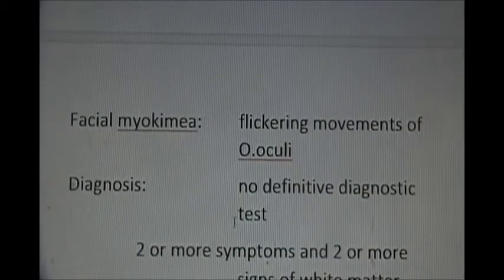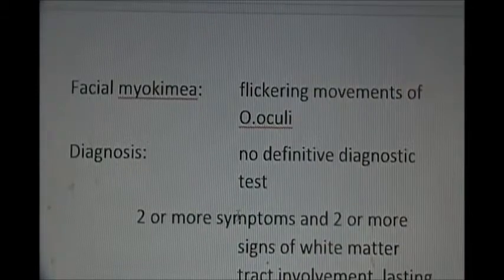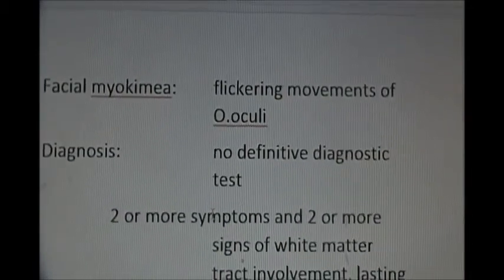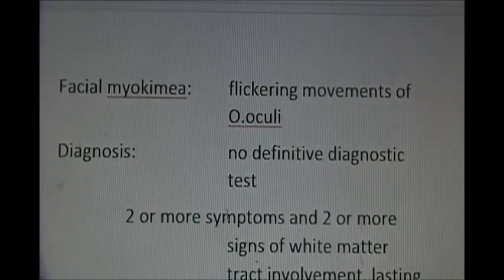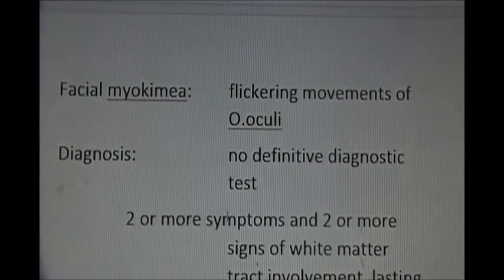What is facial myokymia? Facial myokymia is the flickering movements of the orbicularis oculi muscle. Again, it is due to involvement of the facial nerve damage.